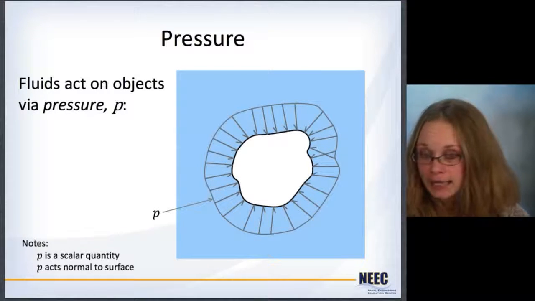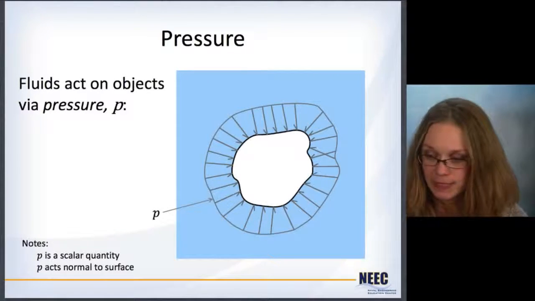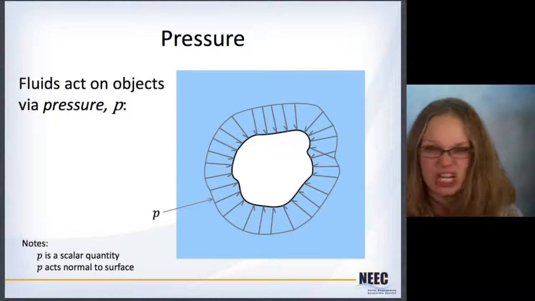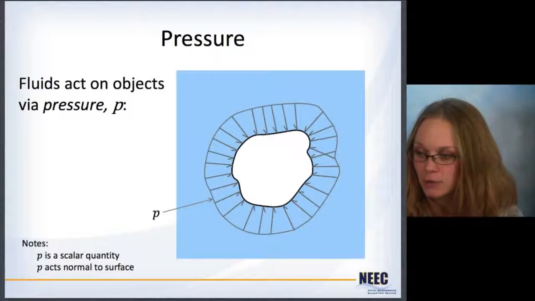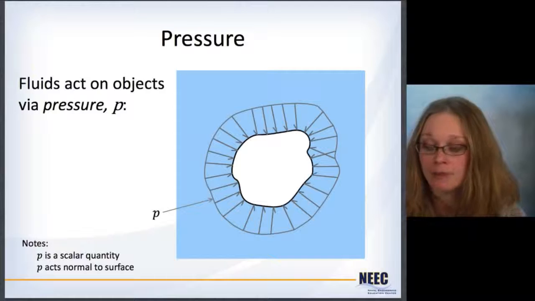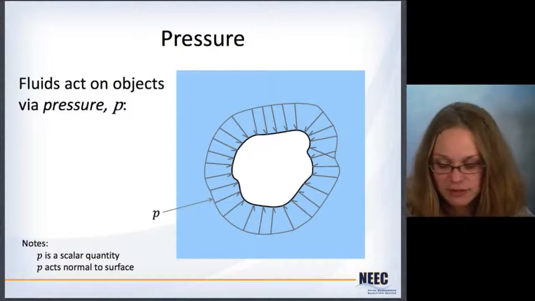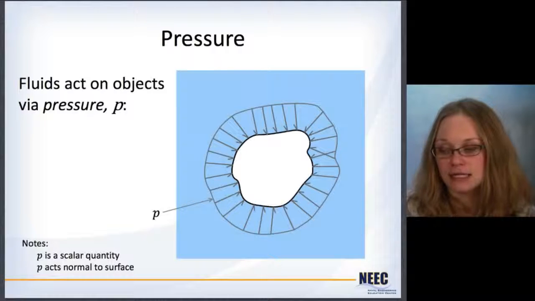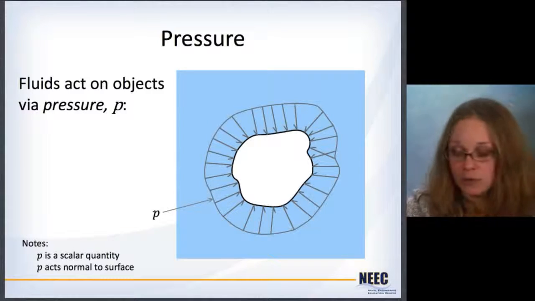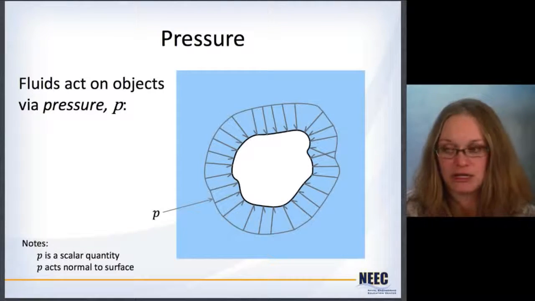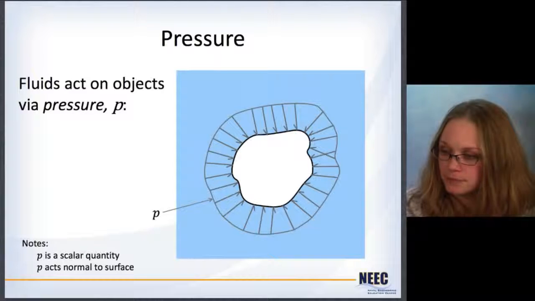Now, a fluid acts on an object via the pressure P. Like I said, just a general body here, it can be anything. Pressure acts all around it. Remember that pressure is a scalar quantity. It's just a number, right? It doesn't have any direction to it yet. It's not until it encounters an object and acts normal to its surface that you actually get a direction and a resulting force from that.